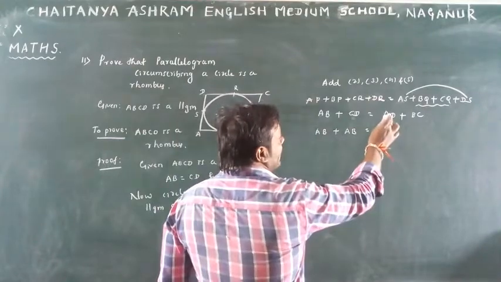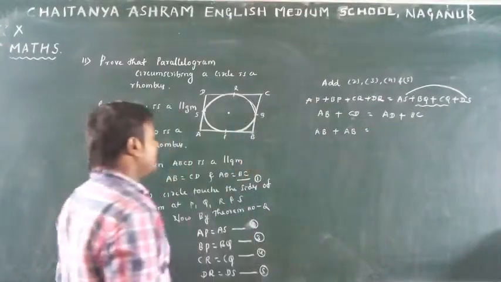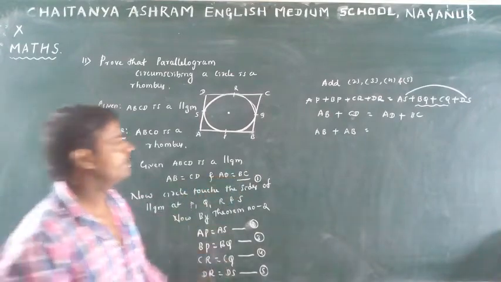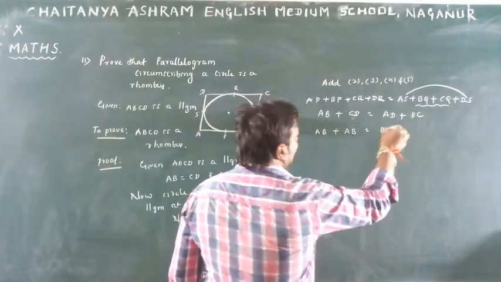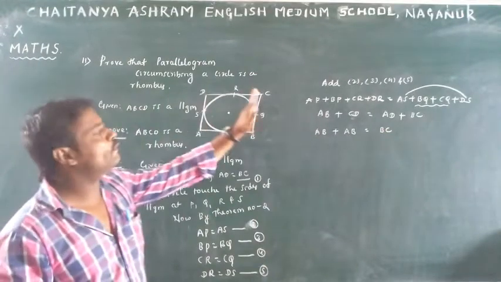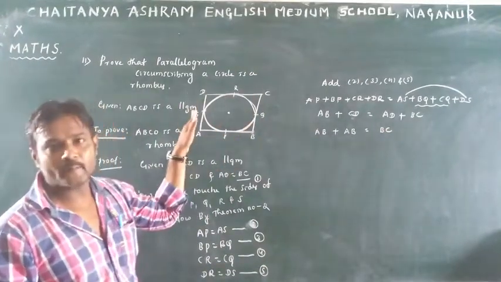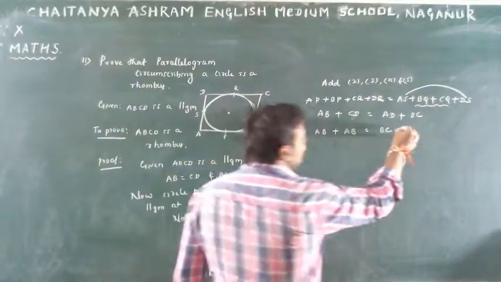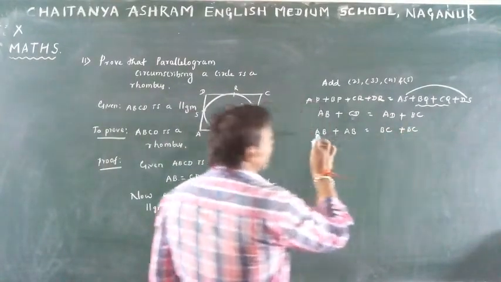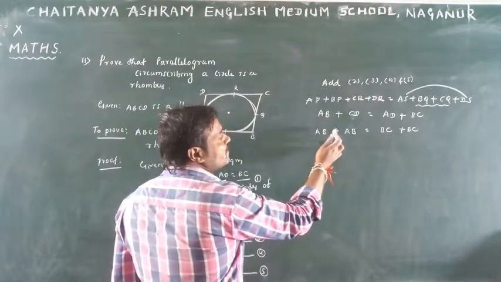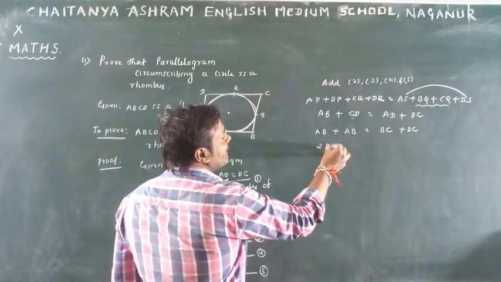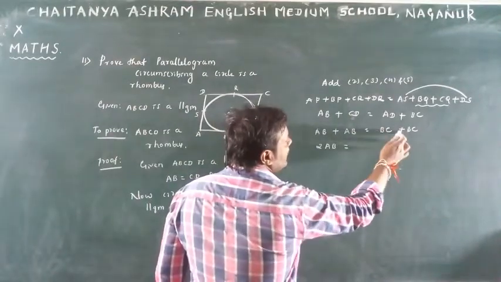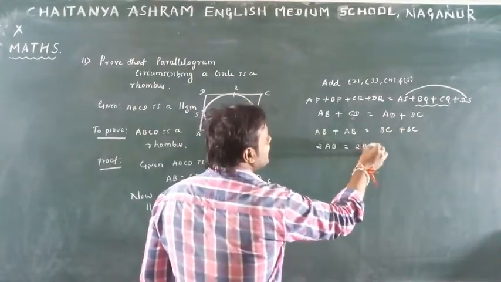Then AD is there, no? Instead of that AD, I am going to write BC. AD is equal to BC because ABCD is a parallelogram. Then write this as AB plus AB, 1AB plus 1AB, 2AB. BC plus BC, 1BC plus 1BC, 2BC.